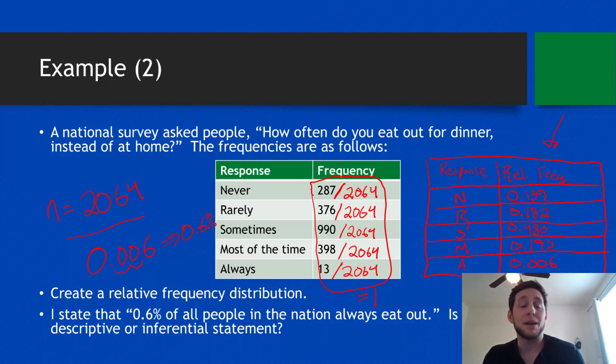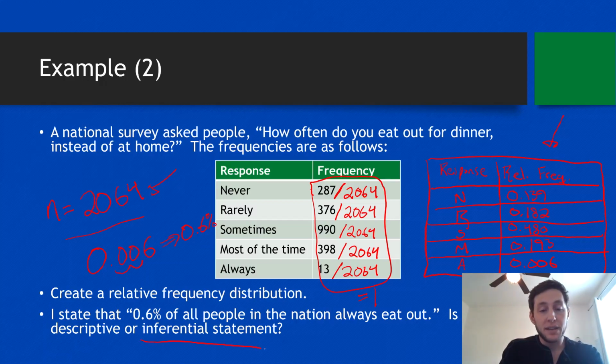Now that 0.6% that we found only represents the sample that we took. It only tells us about the 2064 people, what percent of this group right here voted for always. What if I up the ante? What if I state that 0.6% of all people in the nation, not just 2064, always eat out. Is that descriptive or inferential? Turns out, once I bump it beyond something I've directly found, and I use it to try to make a guess as to the population, we're going to be living in inferential land. You're inferring something there.